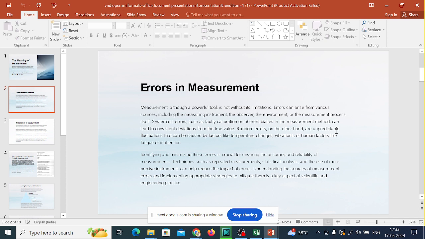Whenever you go to any shop to purchase gold ornaments, you see they measure not 2 to 3 times, more than 3 to 4 times, just to get the maximum accuracy. Sorry, not minimum, maximum accuracy. Okay, this is one of the important ways to remove errors.